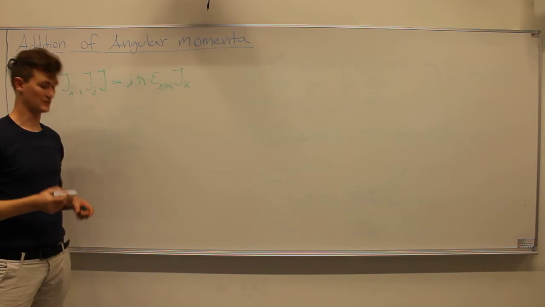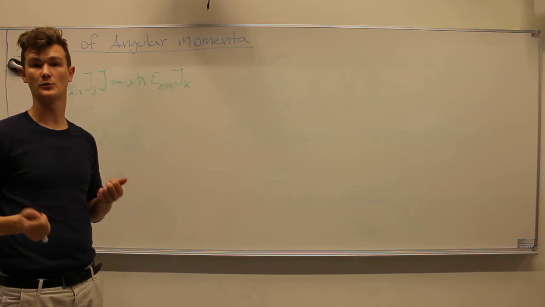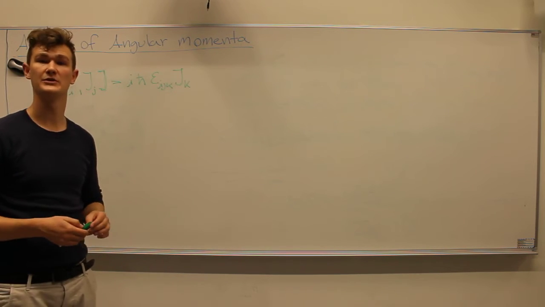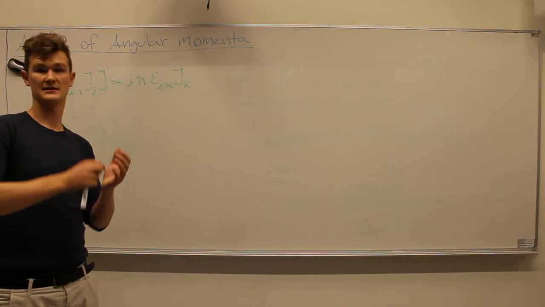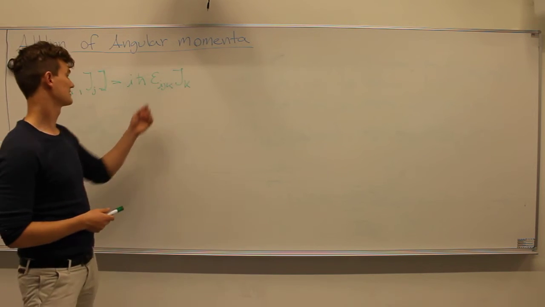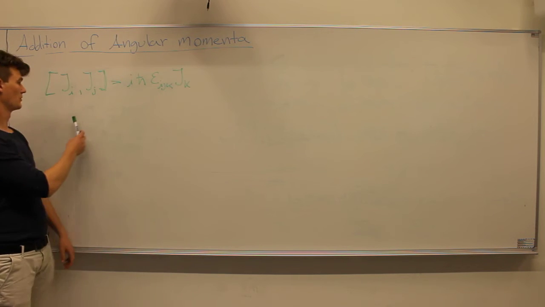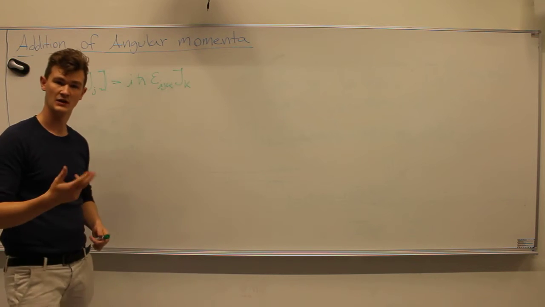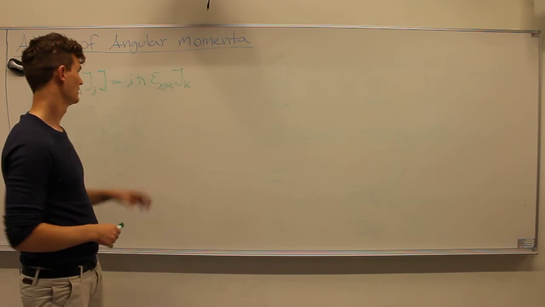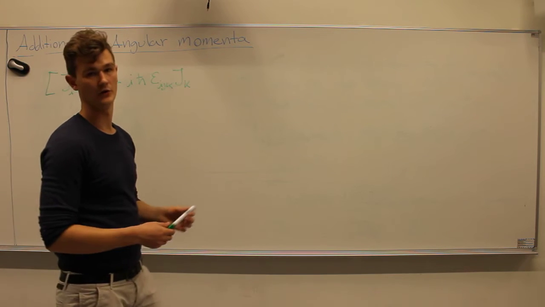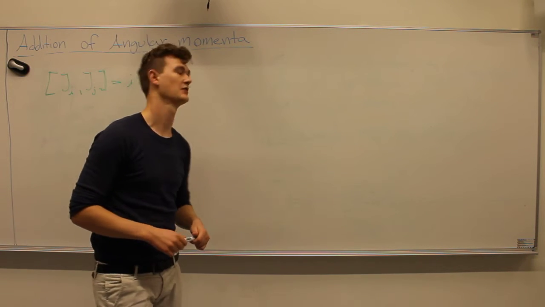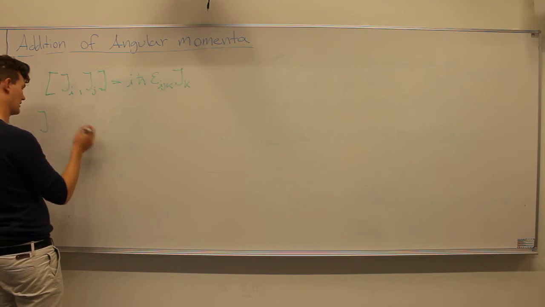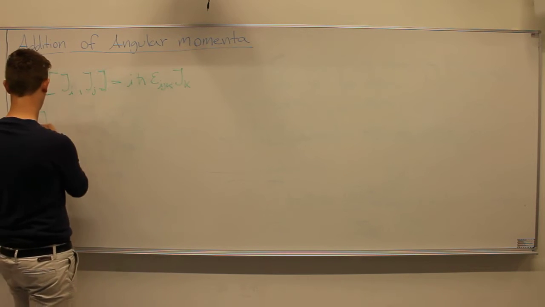This Levi-Civita symbol is 1 if we have an even permutation, that could be x, y, z, and it's -1 if it's an odd permutation, that could be x, z, y, and it is 0 if we have 2 x's or 2 y's or 2 z's in the 3 indices. So you all know this from the introductory quantum mechanics course. The question is, what do we do if we have to couple angular momenta?